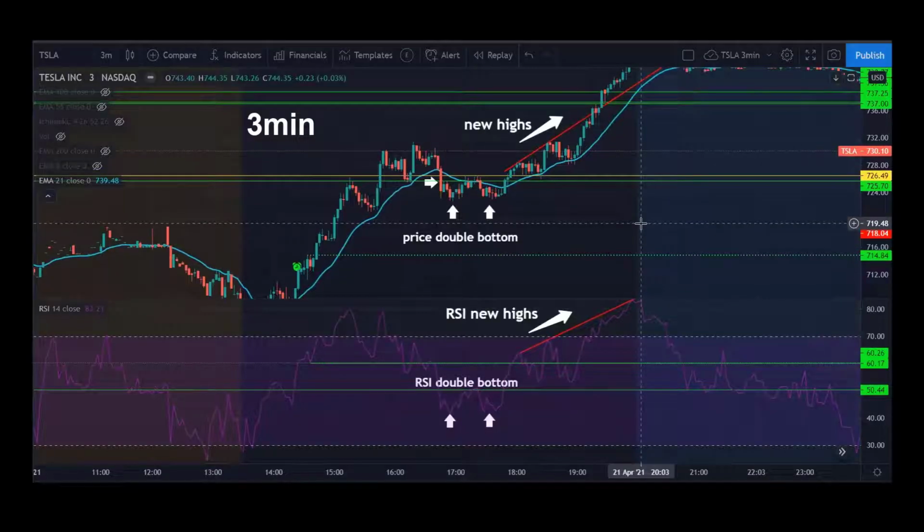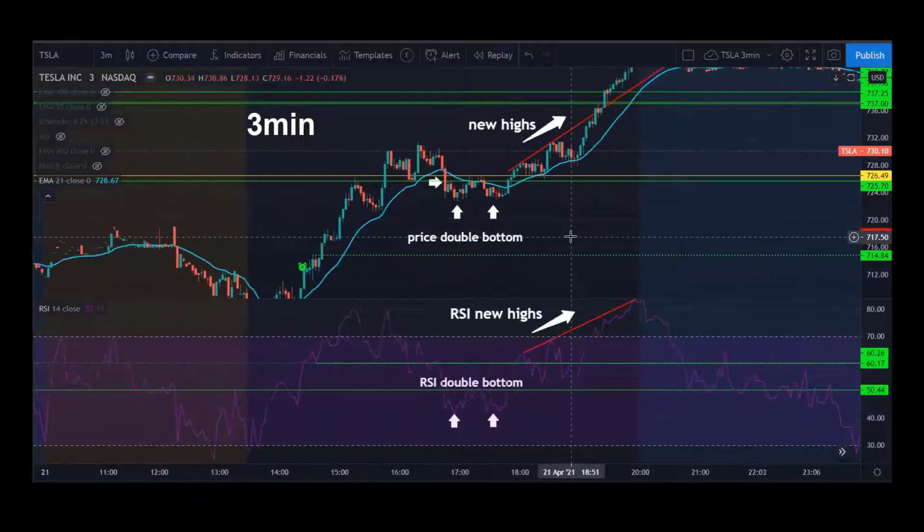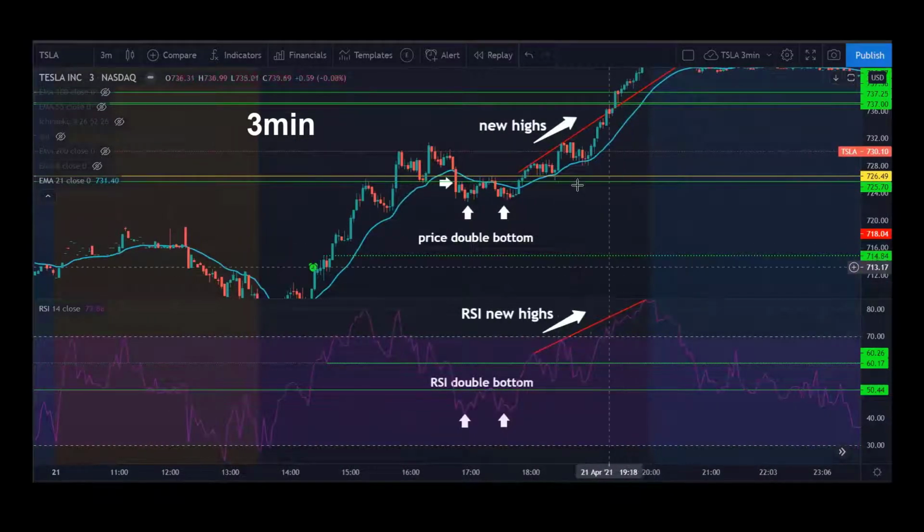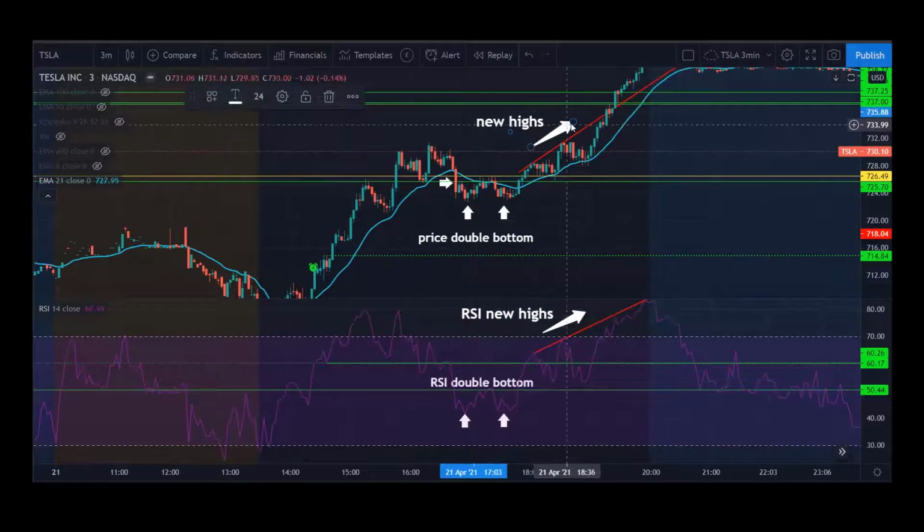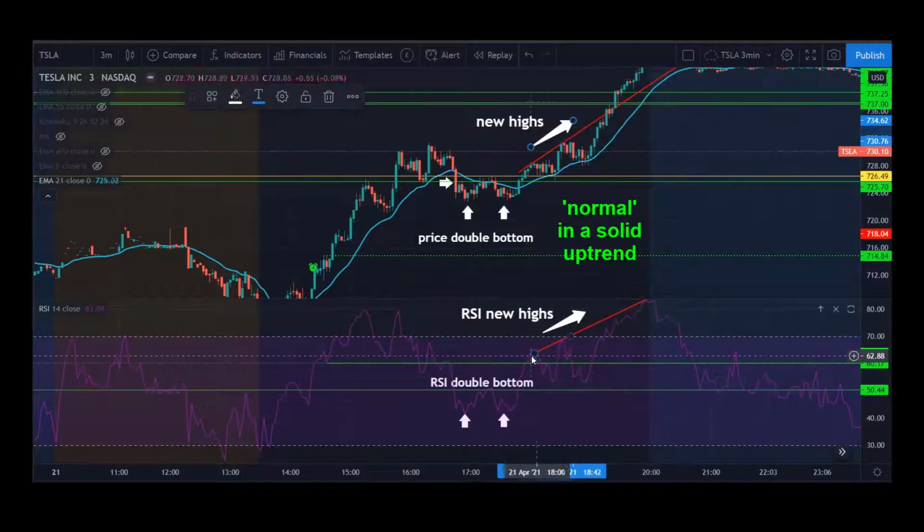This is what healthy RSI looks like. I know there's a lot going on, but what I want you to focus on is these arrows here. You have price sloping upwards and you have RSI also sloping upwards. Now, that's a normal type of look.